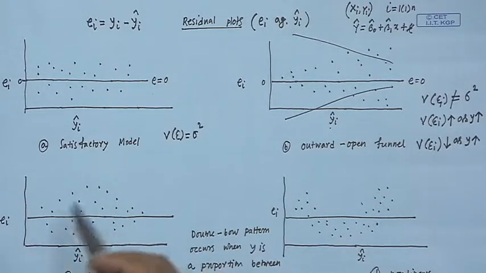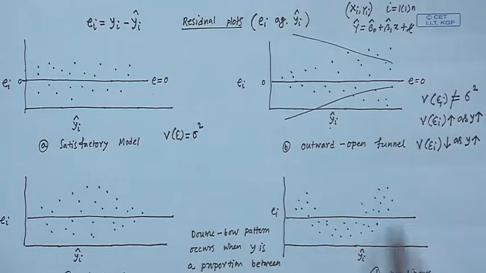So, here you see the scatter plot of the residual, and this sort of scatter plot occurs when y i is a proportion, and y, the response variable, is in between 0 and 1. So, this sort of scatter plot also indicates that the constant variance assumption is violated. Okay. And here is the fourth scatter plot.